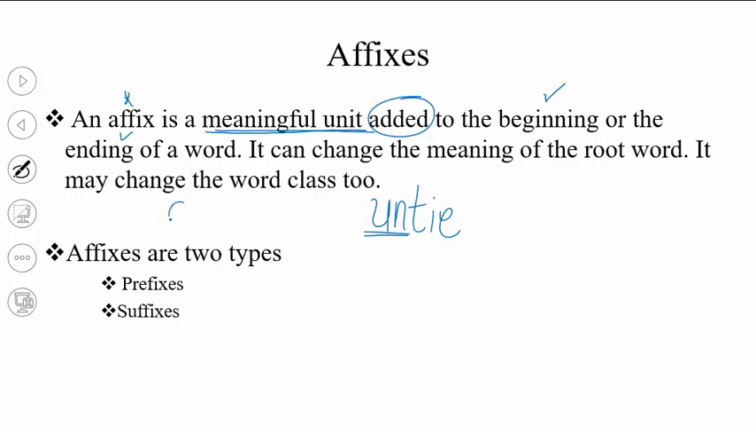For example, care. Care is a verb. If we add full, careful, this is an adjective. So an affix may change the word class too.